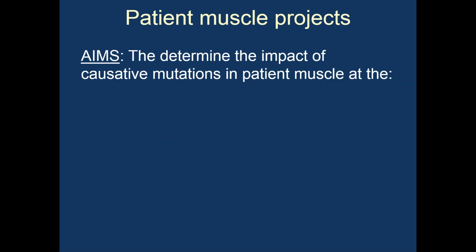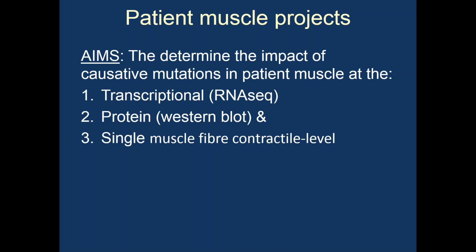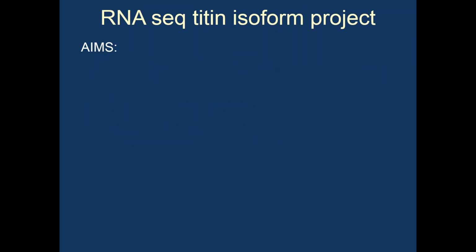And there are lots of muscle projects too, patient muscle projects, trying to look at the impact of mutations at the RNA level, so how they affect transcripts, at the protein level, so how they affect the actual protein produced from the gene, and also at the single muscle fiber contractile level. So Henk Granzier does this amazing work, as does Cohen, where they actually take a single muscle fiber out of a frozen muscle biopsy and put it between force transducers and look at the contractile properties of that fiber. So that's actually really important work in this area that we're planning to do.